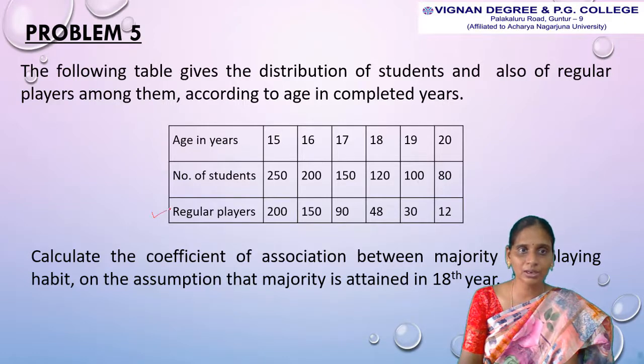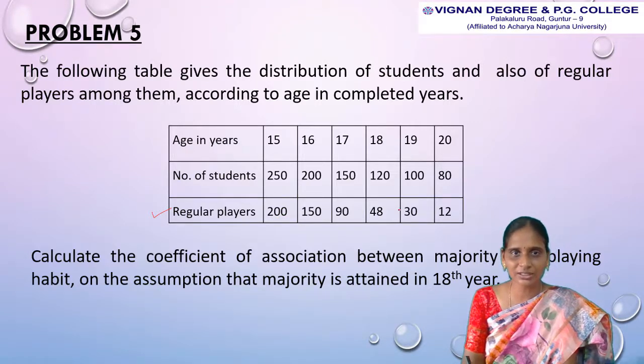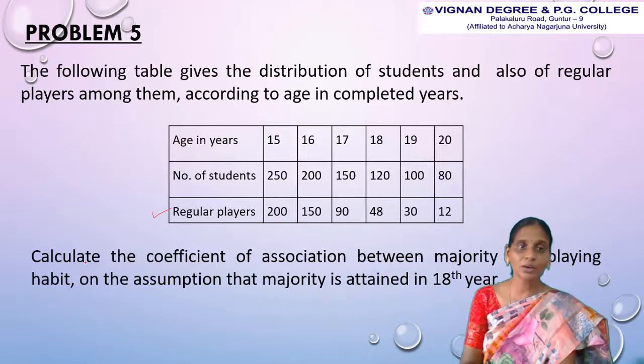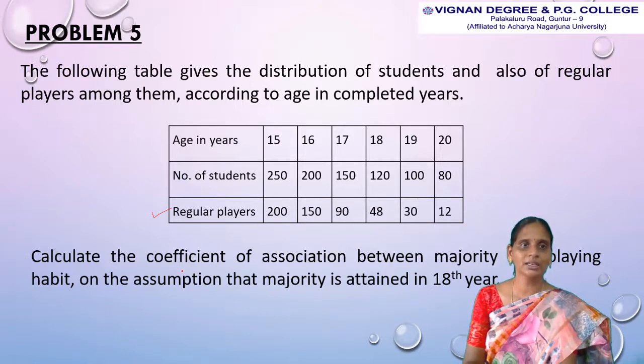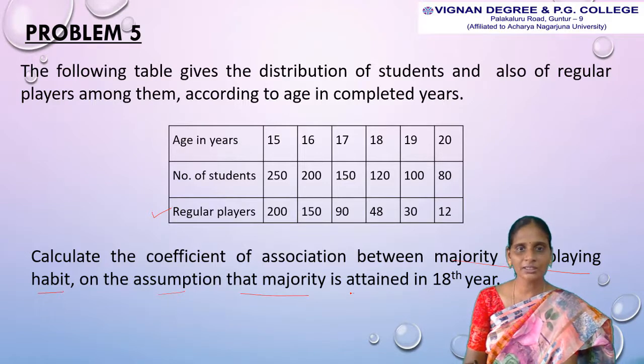In the third column, in the third row, we are given the regular players. So those are corresponding to the ages. So these are the regular players data. Now we have to calculate the coefficient of association between majority and playing habit, on the assumption that majority is attained in the age 18. So 18th year attaining majority.